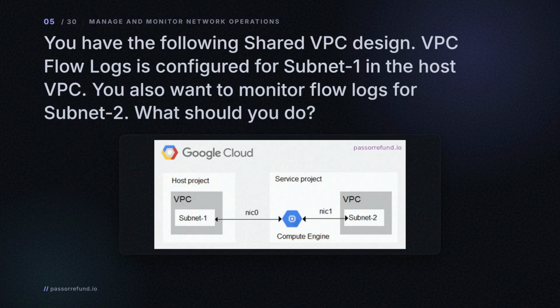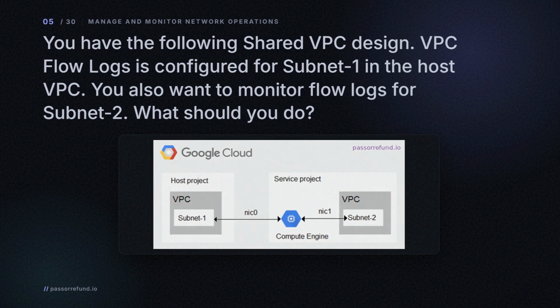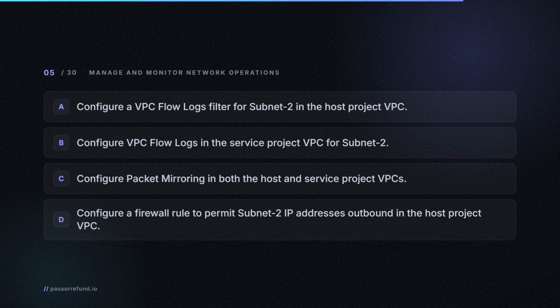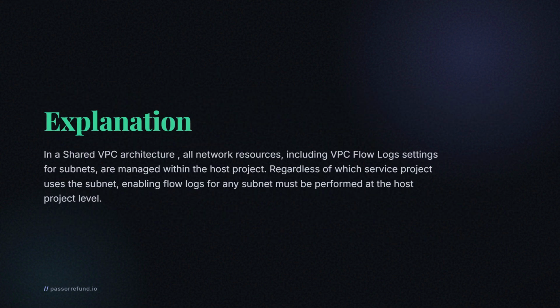So, take a look at this. You've got the shared VPC setup. VPC flow logs are configured for subnet-1 in the host VPC. Now, you also want to keep an eye on flow logs for subnet 2. What should you do? Here's the answer. A. So, in a shared VPC setup, all network stuff, like VPC flow log settings for subnets, it's all handled in the host project.